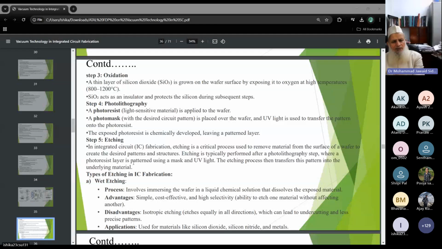Wet etching involves a liquid chemical solution that dissolves the exposed material. Advantages: simple, cost-effective, and high selectivity. Disadvantage: isotropic etching, which etches equally in all directions and can lead to undercutting and less precise patterns. Applications: used on materials like silicon dioxide, silicon nitride, and others. Yes, please go to the next slide.